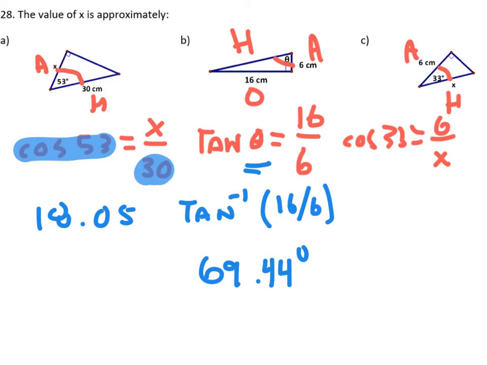And then finally here, when you are dividing by an x, when it's in the denominator, you're going to divide. So you're going to take 6 and divide it by the cosine of 33. So 6 divided by the cosine of 33 is 7.15. Okay?